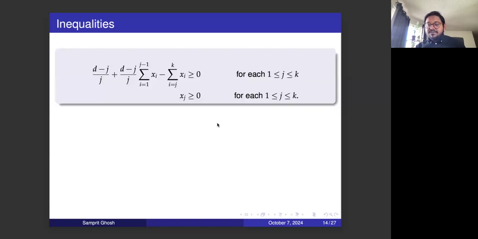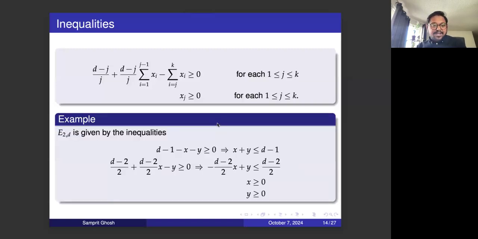We figured out how to solve it. Before that, I have written an example. So E2D in variables x and y will look like that. X plus y is less than or equal to d minus 1. Minus d minus 2 over 2 times x plus y is less than or equal to d minus 2 over 2. And then x is bigger than 0, y is bigger than 0. So that's what determines that quadrilateral.